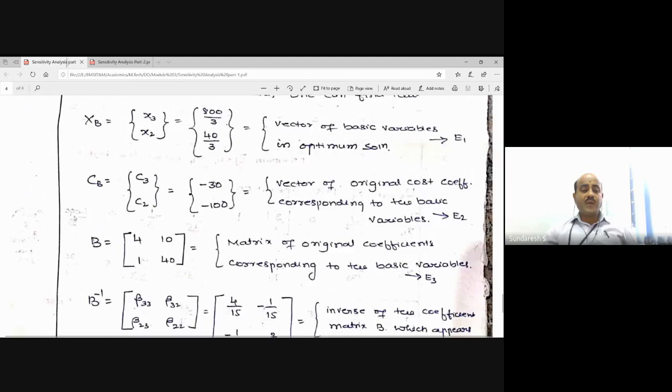This table will play a vital role from now onwards. Whatever we have solved is put in the form of vectors, and these vectors will be used in the further sensitivity analysis approaches. So I will go on to discuss that now.